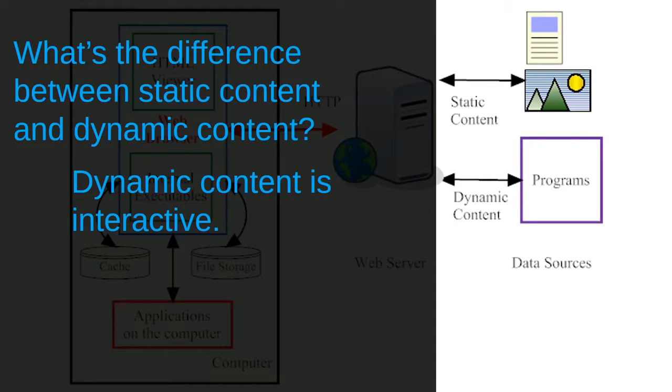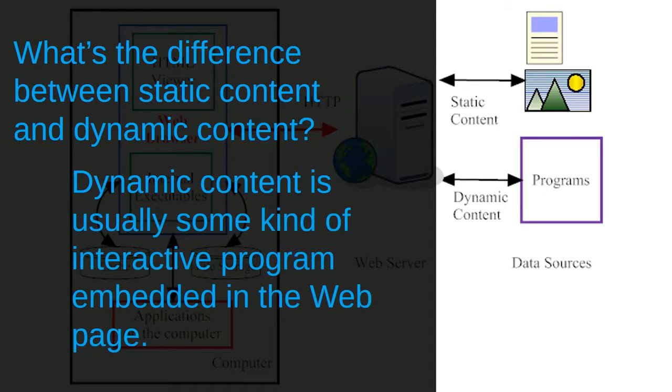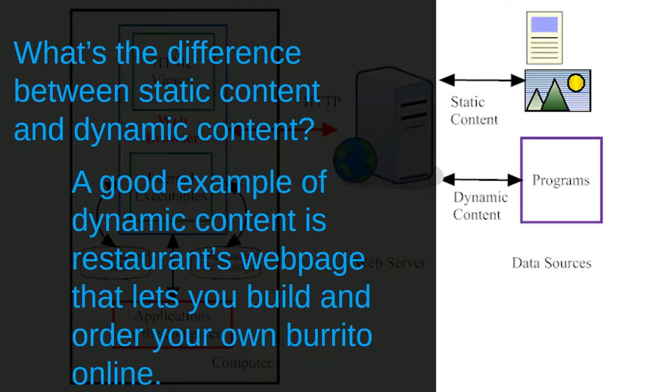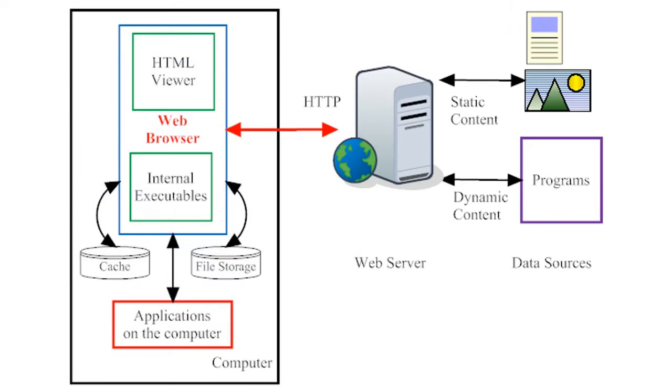Dynamic content, on the other hand, is interactive. It's usually some kind of interactive program embedded in the web page. Because it's interactive, dynamic content is potentially different each time you access it. A good example of dynamic content is a restaurant's web page that lets you build and order your own burrito online. Okay, that illustration gives you an idea of how your web browser interacts with web pages.